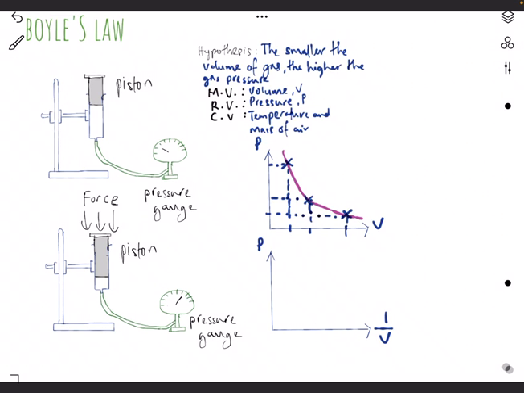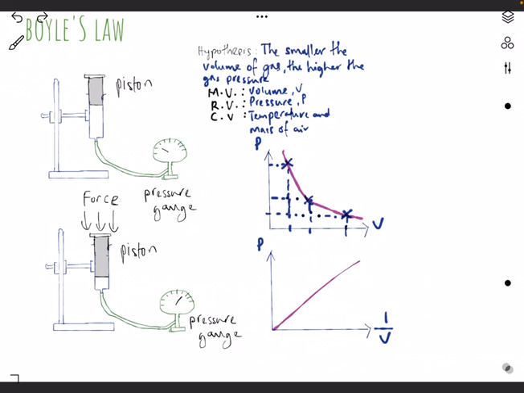And you can also draw this graph in another way. If you change this axis from volume to 1 over V, then the graph is going to be a straight line starting from the origin, something like this. So the two graphs here, this graph and this graph, are equivalent to each other.